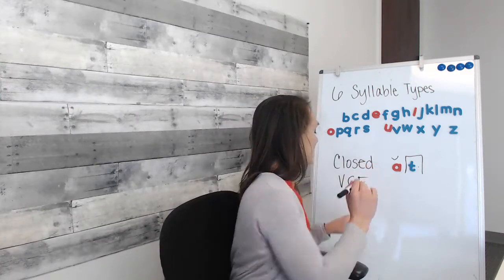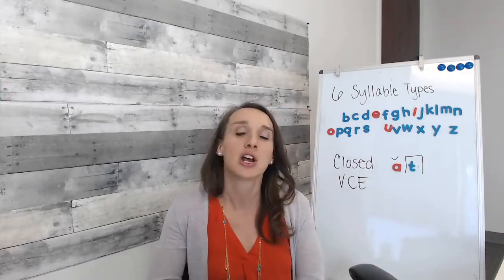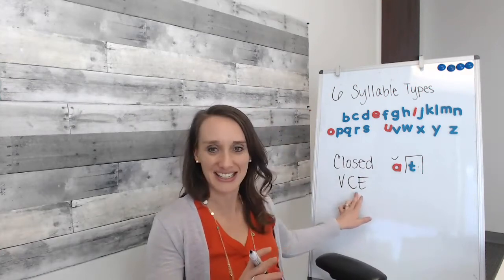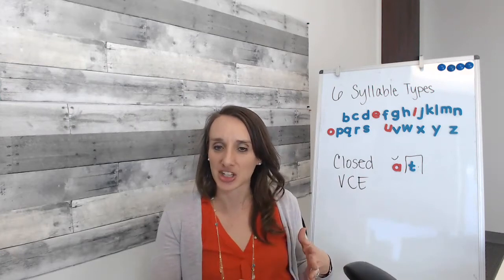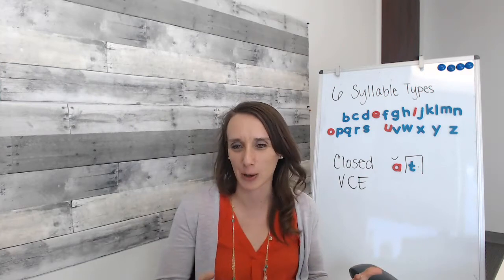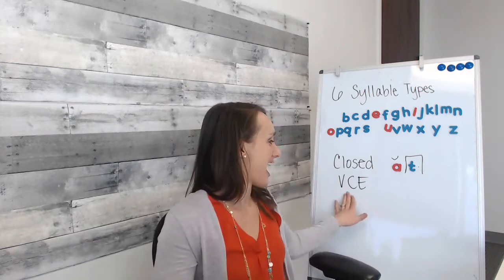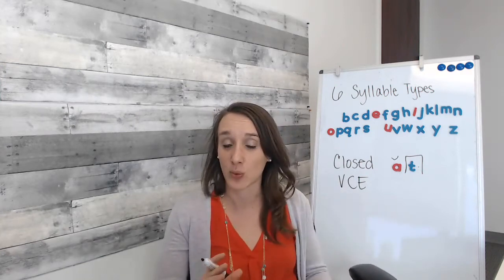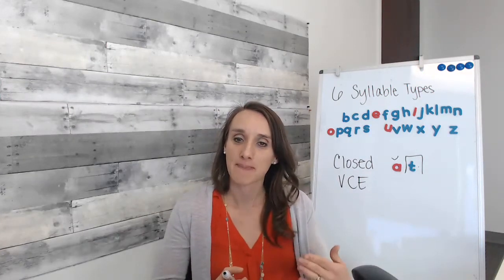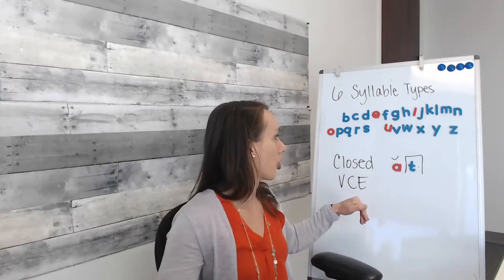The next syllable type has lots of names. It might be known as vowel consonant E, which we've shortened to VCE. Some people call it magic E, silent E. It has all kinds of different names. It really doesn't matter what you call it, but we do need to recognize that it is one of our syllable types. Vowel consonant E, silent E, magic E are going to make our vowel sounds long.